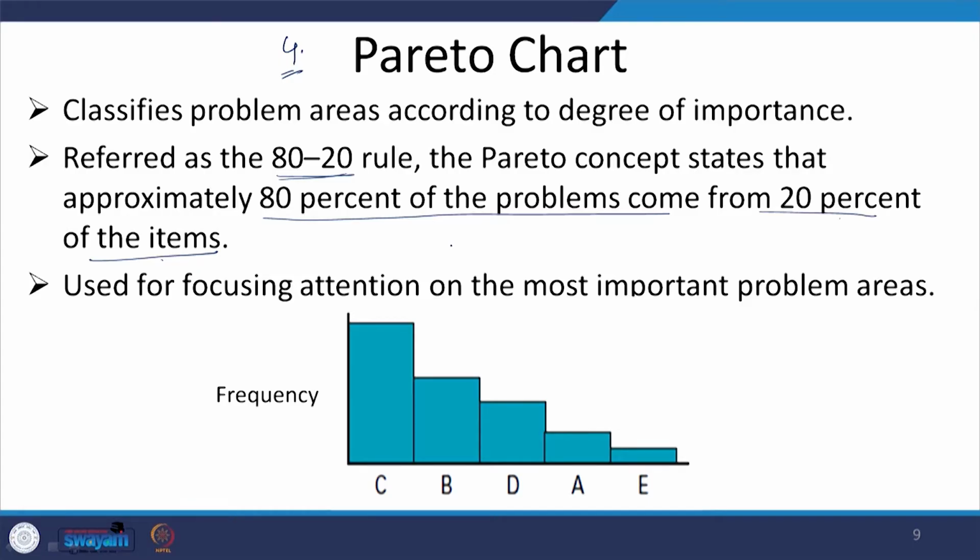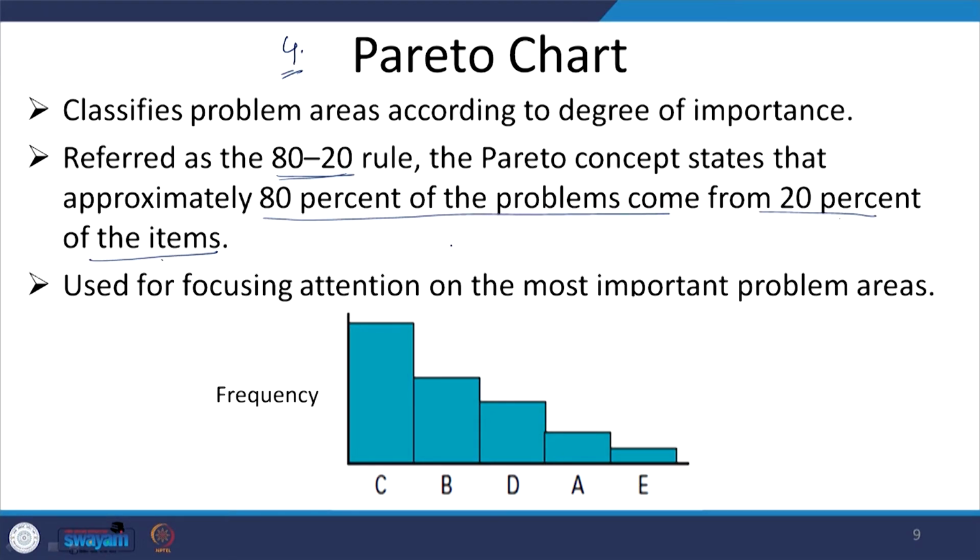So, in an organization, 20% of the people are responsible for 80% of the performance of the organization. This 80-20 principle is applicable in this way in every field. In quality control, we say that 20% of the items or 20% of the issues are responsible for your 80% quality related problems. Now, here we have already discussed the histogram.